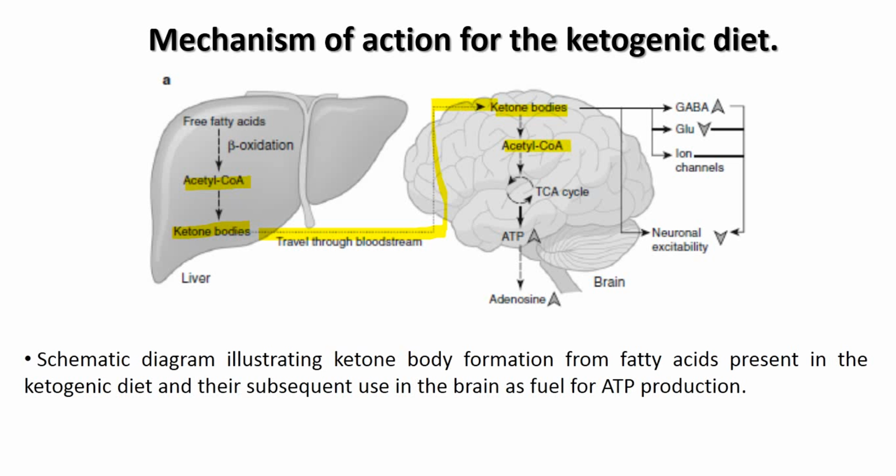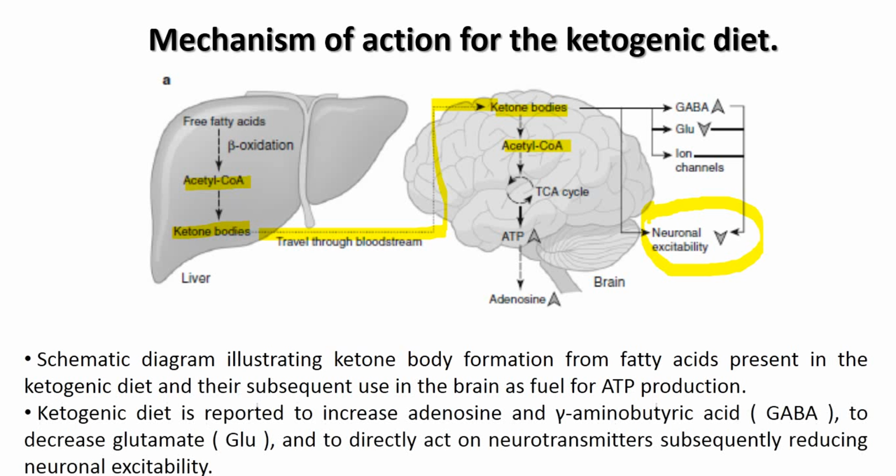Ketone bodies will have a prolonged effect on GABA. It increases GABA. It decreases glutamate. It modulates ion channels, and together the ketone bodies decrease neuronal excitability. By decreasing neuronal excitability, it will favor treatment for epileptic patients.